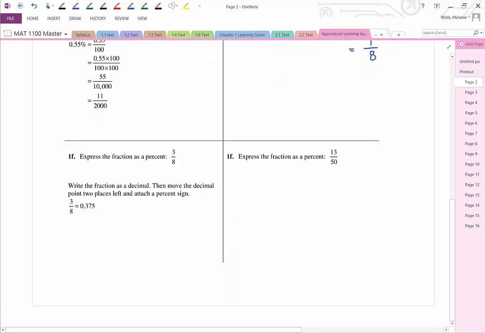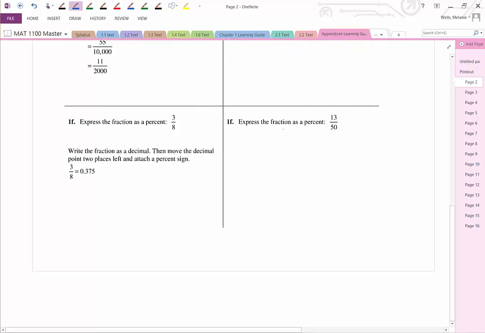Okay. 1F says express the fraction as a percent. Now I can do this by hand, but you could also type that in the calculator as 13 divided by 50. By hand, if I were to divide 13 by 50, I'd need to extend and write a couple of decimal places. So let's at least go out 1 decimal place. 50 goes into 130 2 times. 2 times 50 is 100. 130 minus 100 is 30.